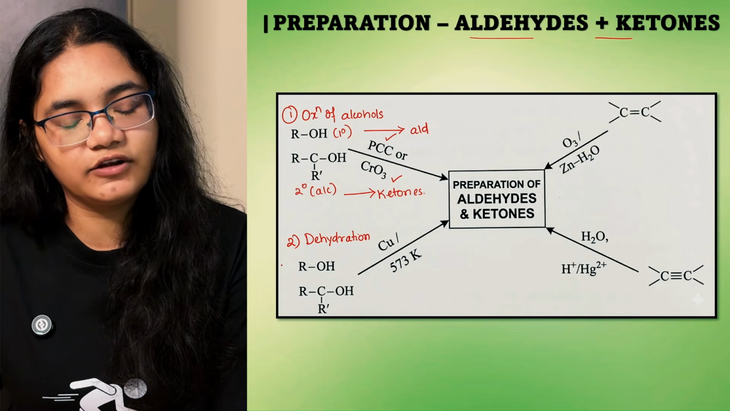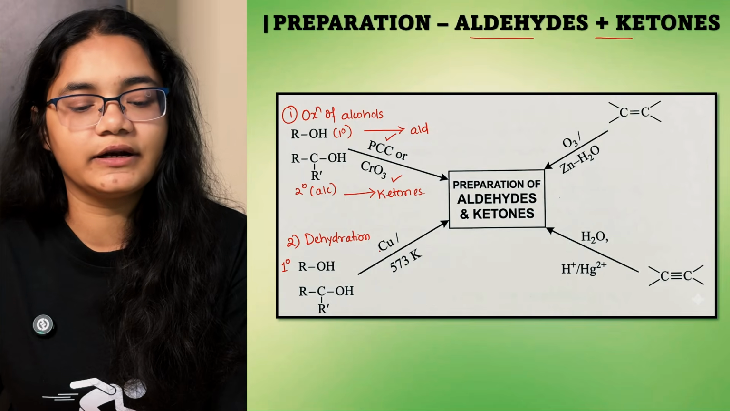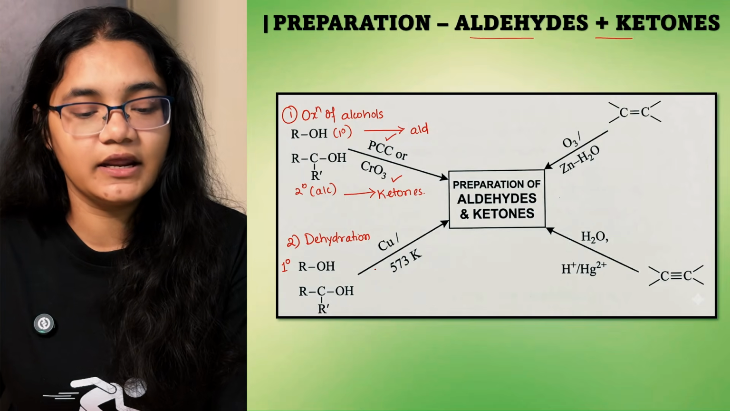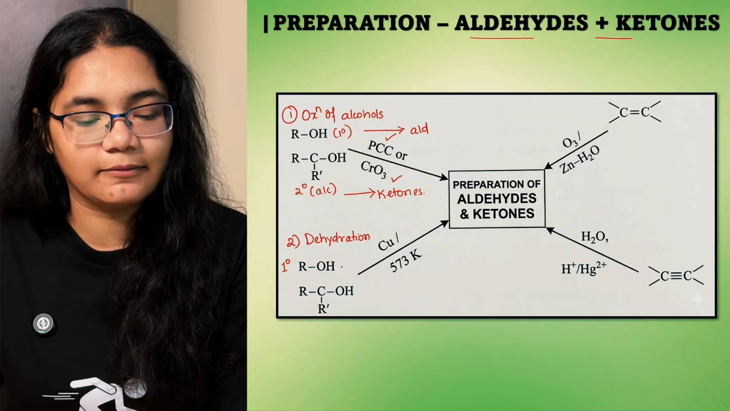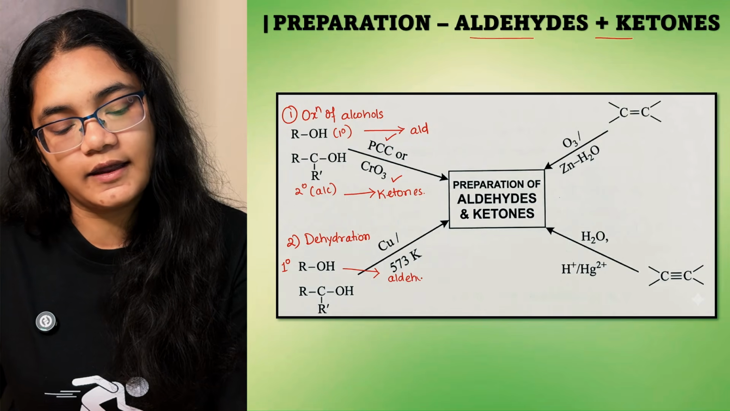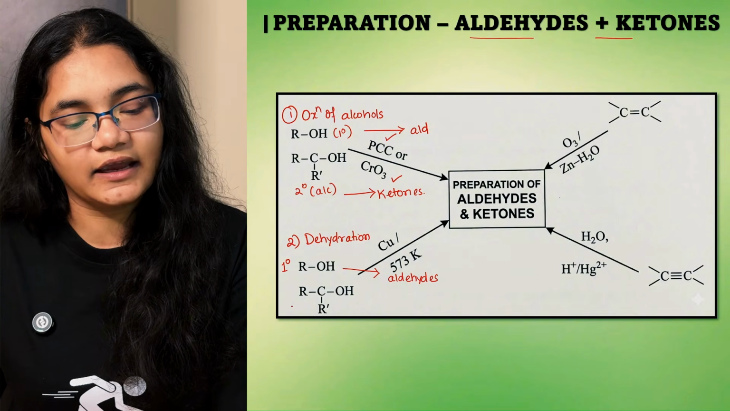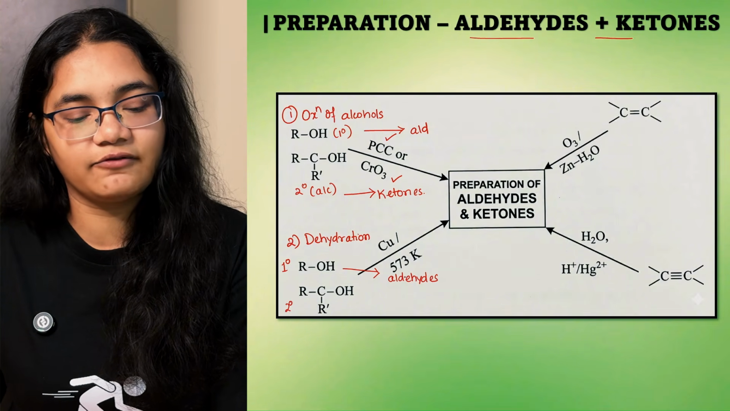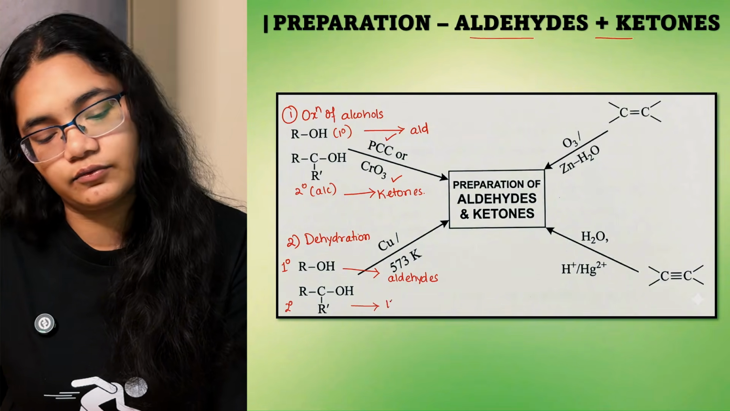Okay, now here if you see the primary alcohol is there, and if you treat it with copper at 573 Kelvin, you will get aldehydes. Okay, from primary alcohols again you will get aldehydes, and with secondary alcohols, again with copper at 573 Kelvin, you will get ketones.